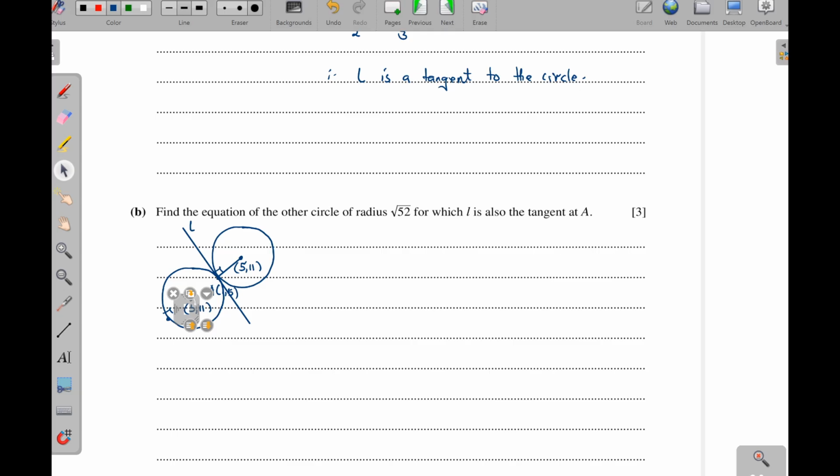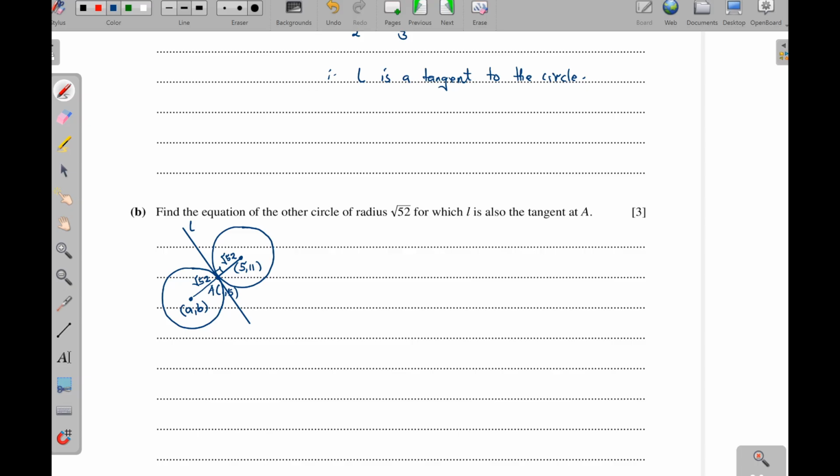So we need to find the center of this circle here, because to find the equation of the circle, you need the center and the radius. So the radius is going to be the same, root of 52. Even here, it is root of 52. Now, we don't know the center of this circle. Let's say it is A, B.